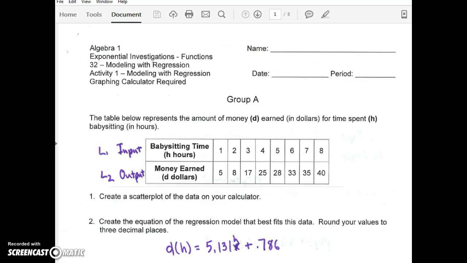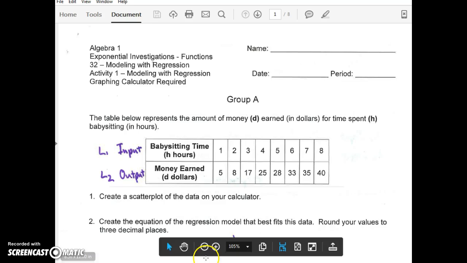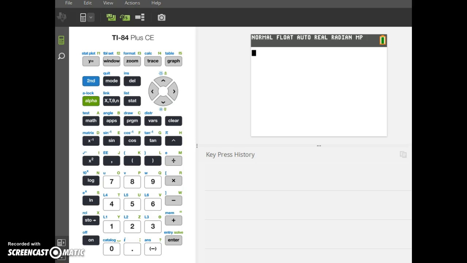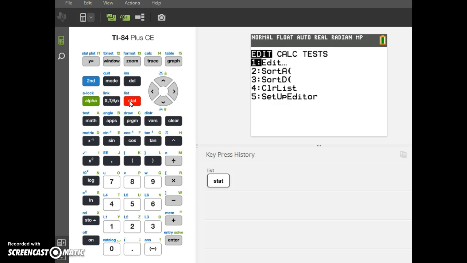So in our first situation, we have a table below representing the amount of money earned in dollars for time spent babysitting in hours. We know that the babysitting time is our input, and we're going to put inputs into list 1. We know that the money that we earn is the output. We're going to put that into list 2. What we're going to do next is go to the calculator, enter that data in, and create a scatter plot. So to enter the data in, I'm going to go to Stat and Edit.